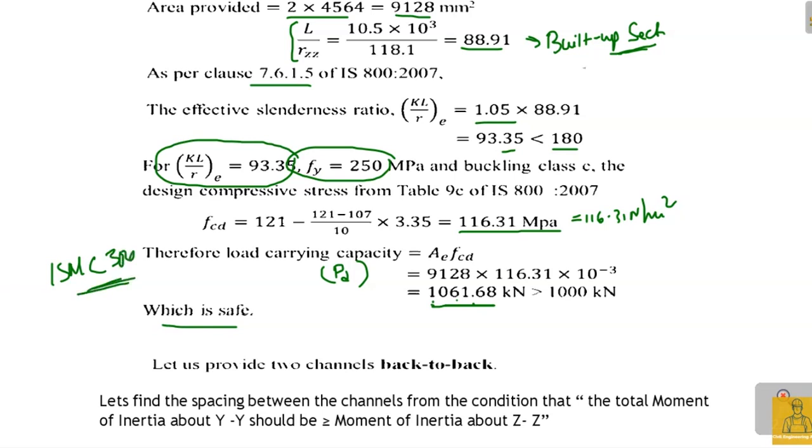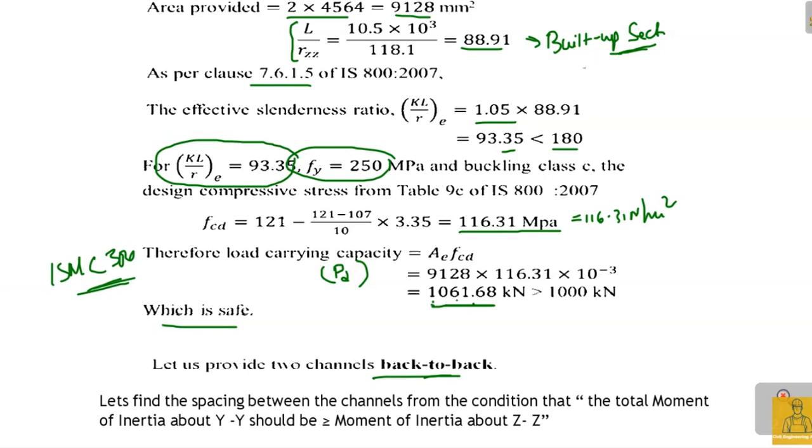So we are going to connect 2 channel sections of ISMC 300 in a back-to-back connection. You can go for lacing or batten connection, but that's not a problem. So let us provide these 2 sections. Let's find out the spacing. We have not yet found the spacing that is required. We just found out the suitable sections.